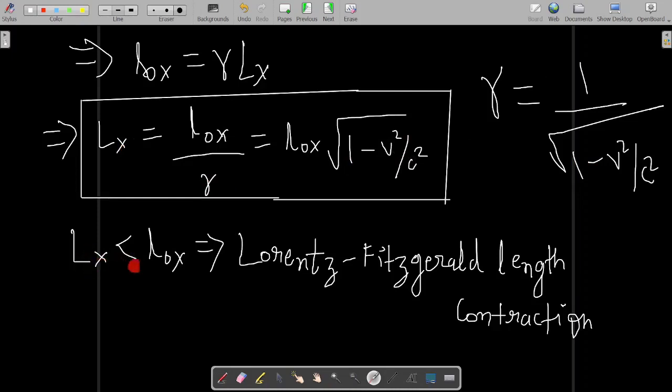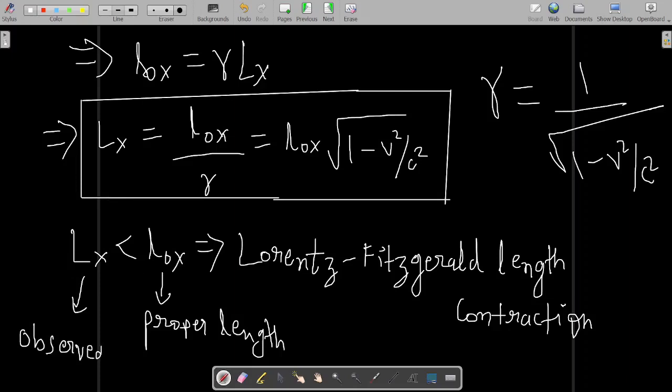Now what does it mean by Lx is smaller than L0x? You can have a look over here. L0x is the proper length, and Lx is the observed length. So observed length is less than proper length. So this is what? This is Lorentz-Fitzgerald length contraction. The length has been contracted, that is, observed length is less than proper length. So Lorentz-Fitzgerald length contraction.